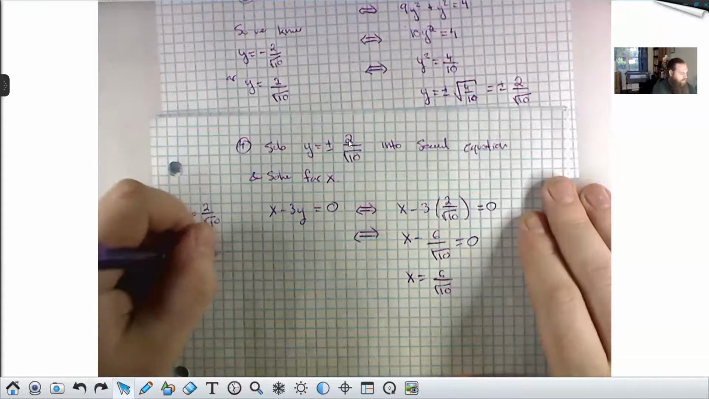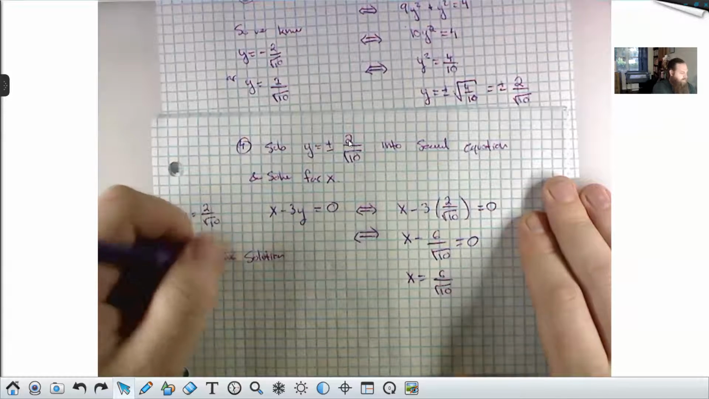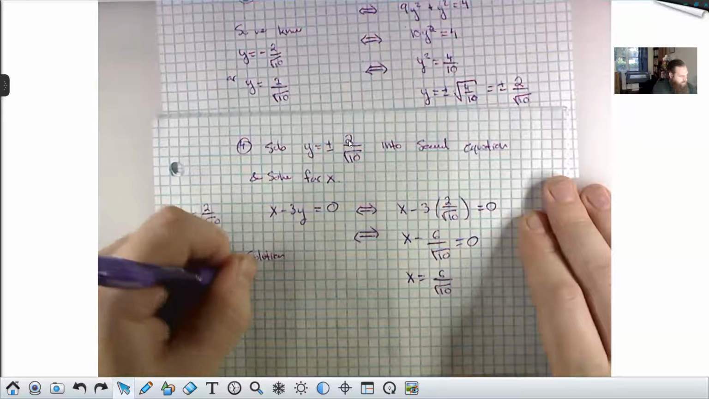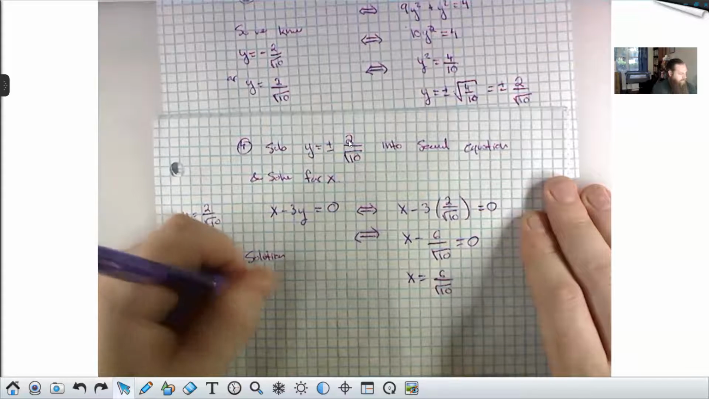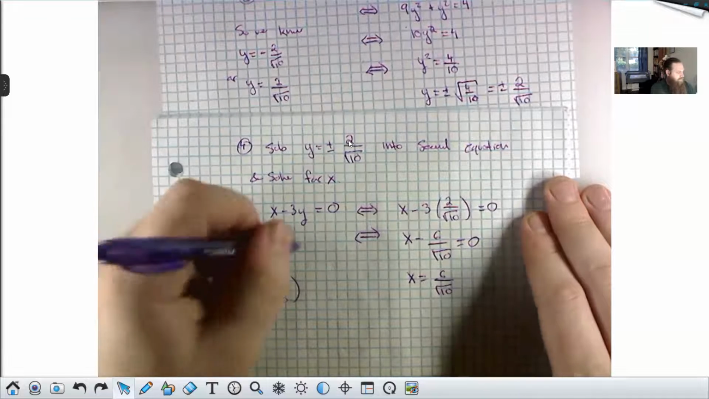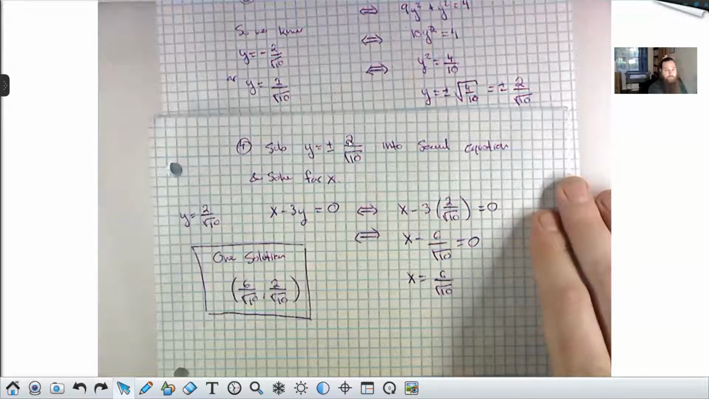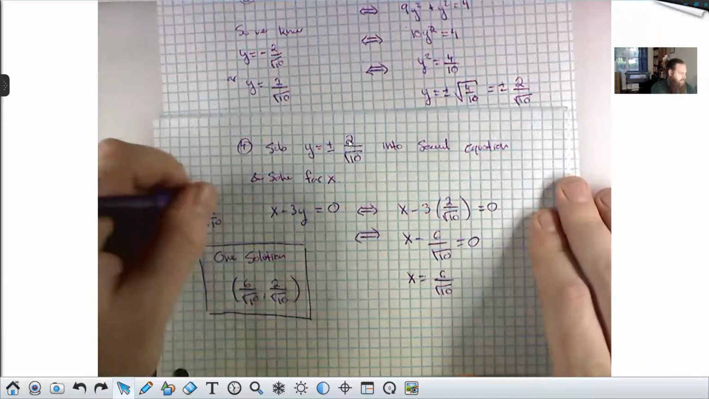So one solution is 6 over the square root of 10, comma 2 over the square root of 10. And that came from plugging in this y value.